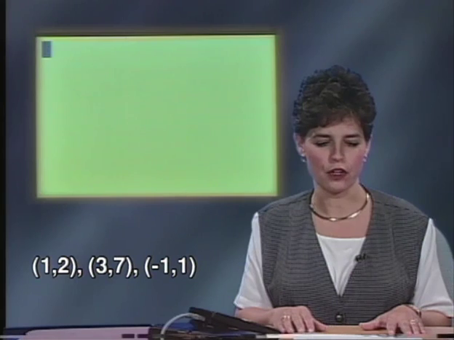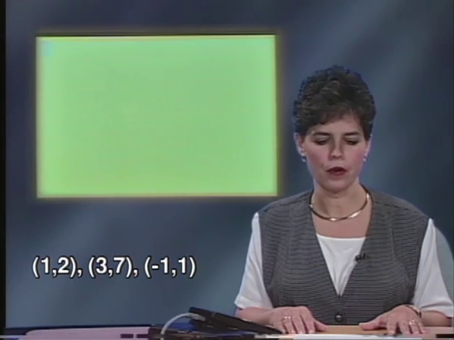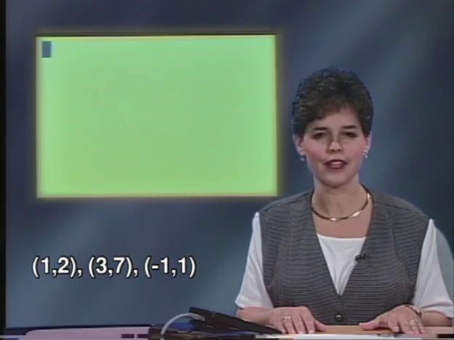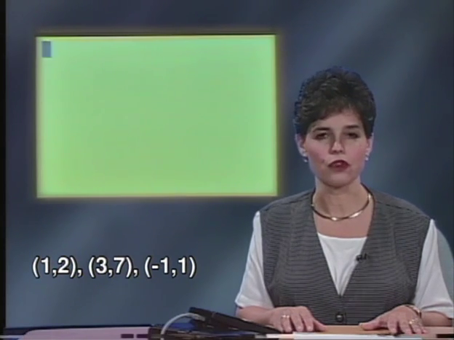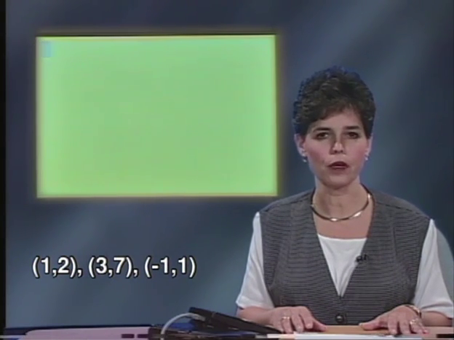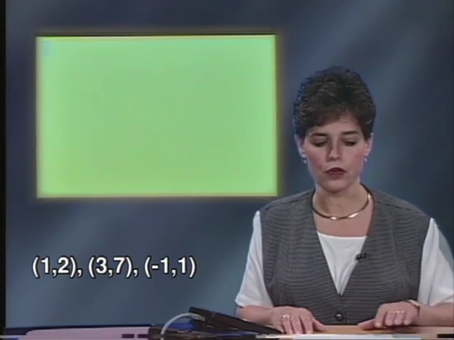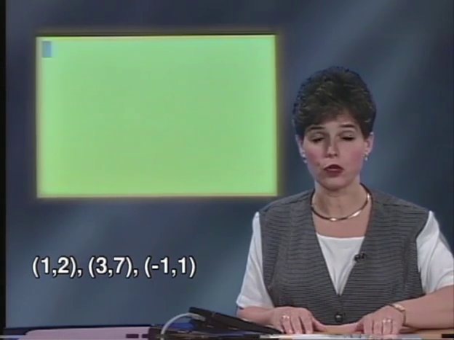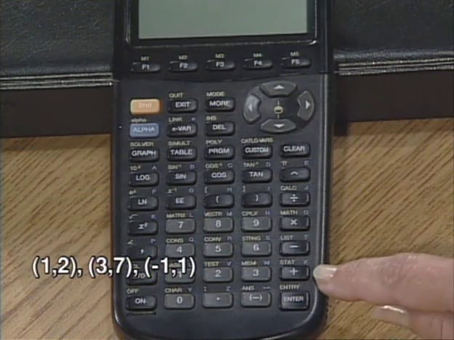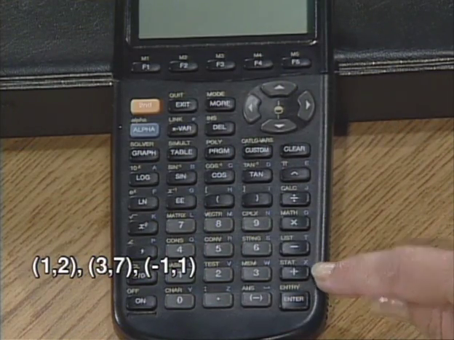And let's go ahead and plot the 3 points that you see on your screen. 1, 2, 3, 7, and negative 1, 1. Certainly we could do lots and lots of points, but 3 will suit our purposes just fine. In order to plot the points, we're going to go into the stat menu, which we haven't done yet. And that's down here up above the plus symbol.